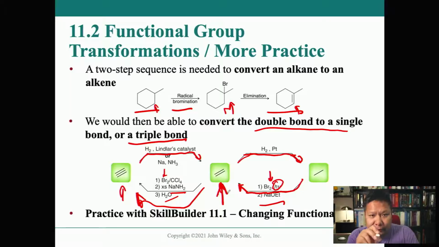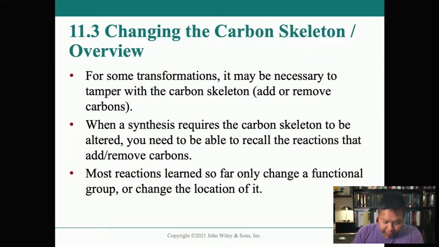Practice Skill Builder 11.1, changing functional groups. So far, and for a little longer, we're just reviewing some of those different reactions that we learned in the previous chapter, so we can put it all together to do a multi-step synthesis. For some transformations, it may be necessary to tamper with the carbon skeleton and add or remove carbons. When a synthesis requires a carbon skeleton to be altered, you'll need to be able to recall the reactions that add and remove carbons.